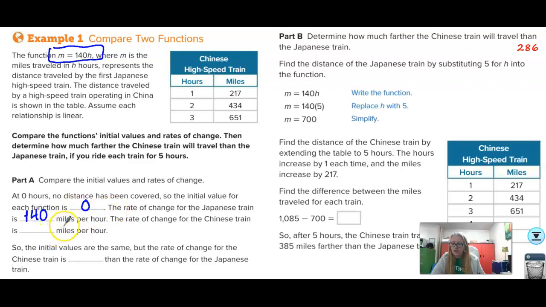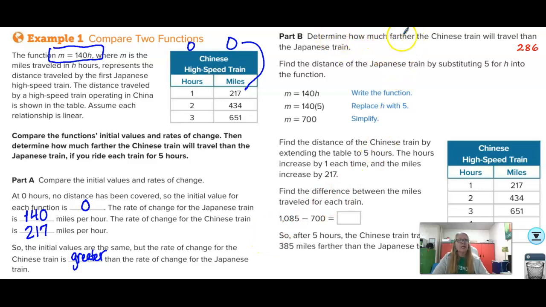The rate of change for the Chinese train, well, if we started with 0, 0, how much is this going up each time? Apparently it's going up 217. So that Chinese train is booking it. It's going 217 miles an hour. That's pretty fast. So the initial values are the same, but the rate of change for the Chinese train is greater than the rate of change for the Japanese train.